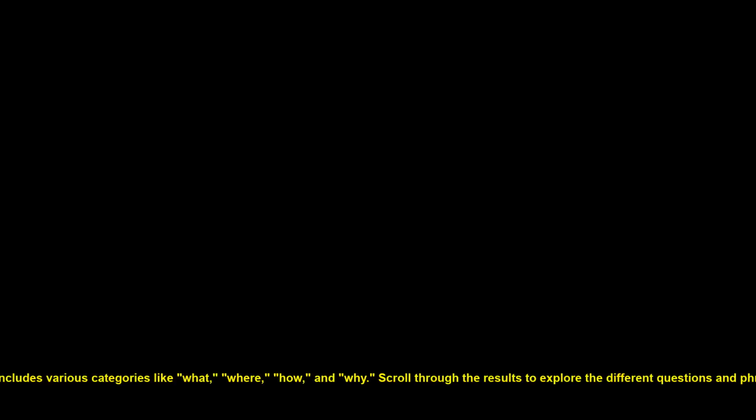You will see a visual representation of the questions people are asking about your keyword. This includes various categories like what, where, how, and why. Scroll through the results to explore the different questions and phrases. Take note of questions that are relevant to your affiliate content.